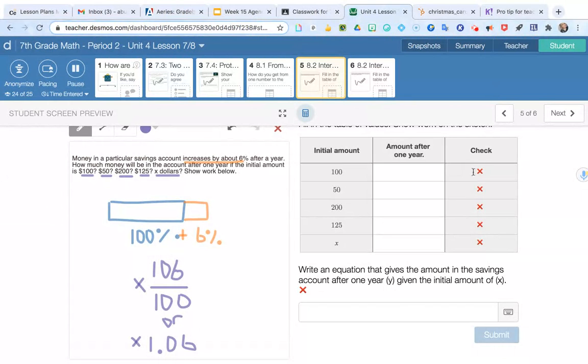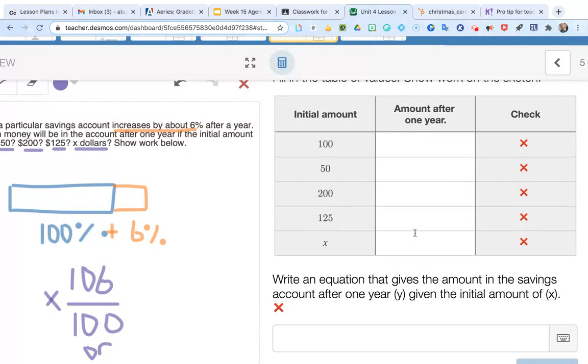You'll know if you got it right because these will turn into green check marks. For the X, I'm just going to do 1.06 times X. So 1.06 times X, or I don't really need that dot there. I can actually just write it like this. It doesn't matter if the X goes in the front or the back because 2 times 3 is the same as 3 times 2. So it's typically the X is in the back, but when you're multiplying, you can actually change the order.